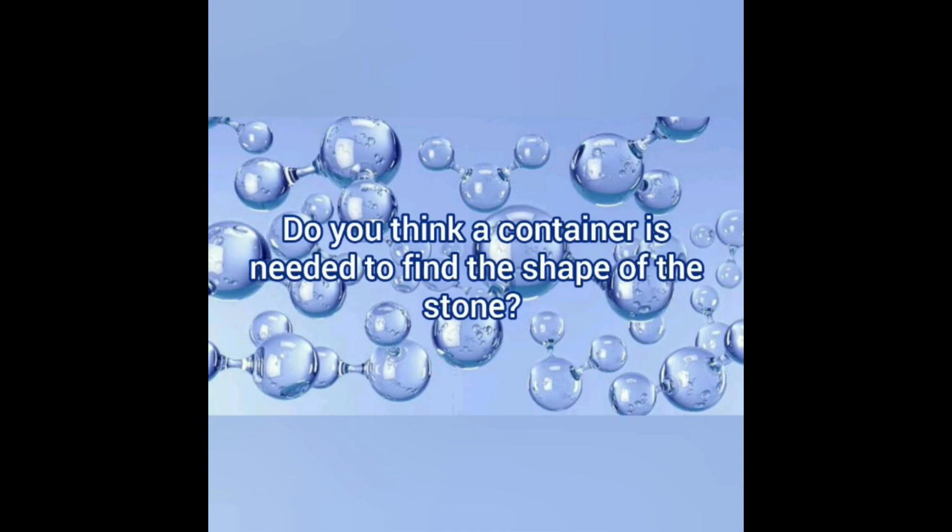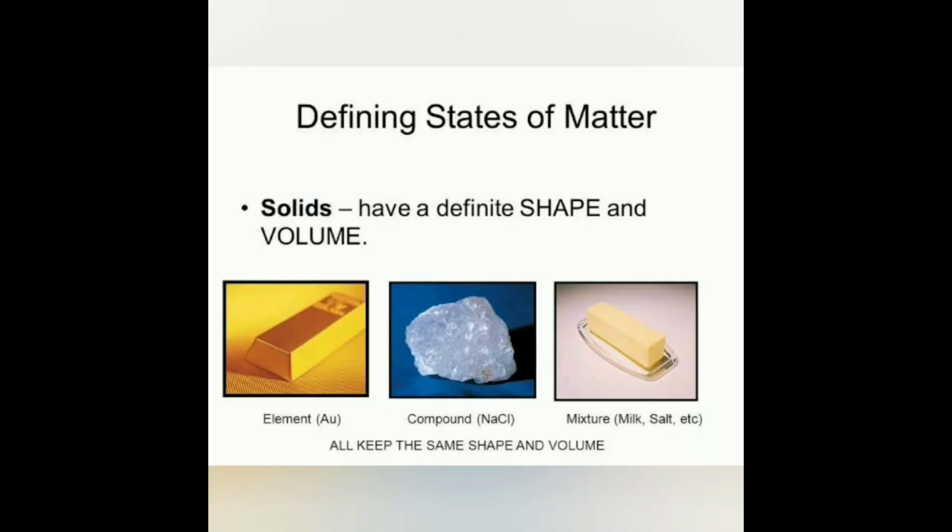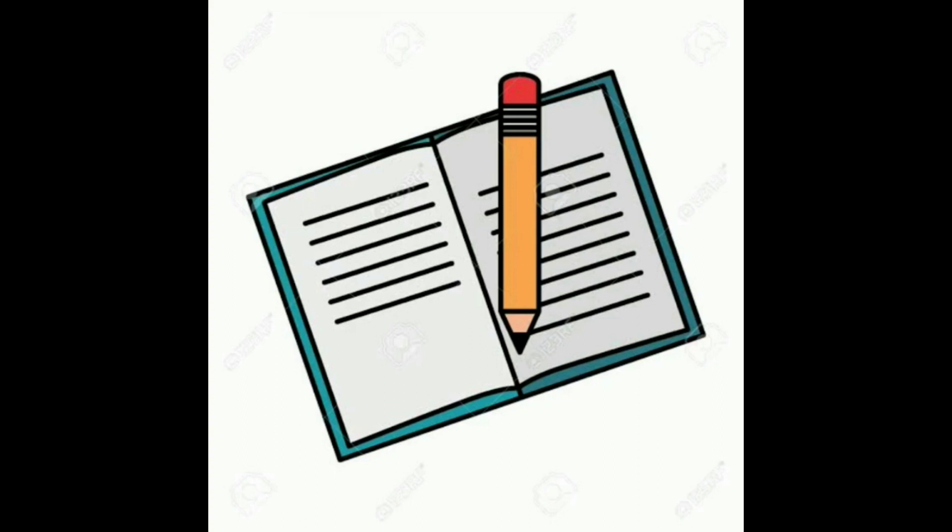If you move the stone from the ground to a table or place it on the shelf, does its shape change? Yes or no? Definitely no. A solid does not need a container. It stays as it is because its particles are tightly packed and it has a definite shape. If you take the stone from the ground and place it on the table or shelf, its shape or volume does not change. For example, pencil and book are used for studying.